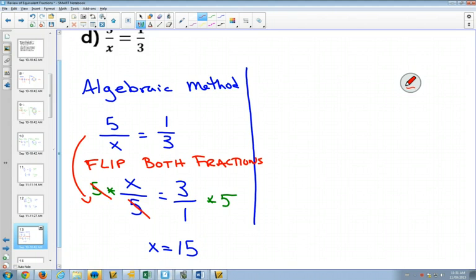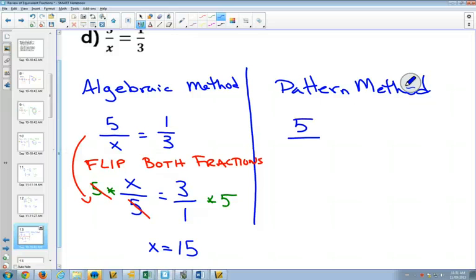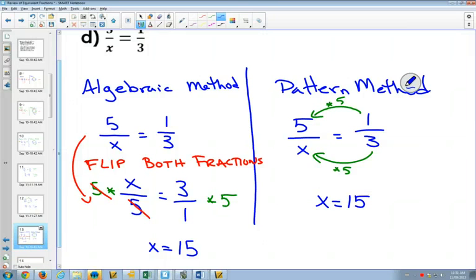The pattern method, if you can do the pattern method, you don't need to flip. So here we had 5 over x, 1 over 3. We want to go from here to here to find out what x is. So if I was up here going from 1 to 5, what would I have to do? Multiply by 5. So down here, if I multiply by 5, 3 times 5 is 15. And so we get x is equal to 15. So it works for the pattern one as well.